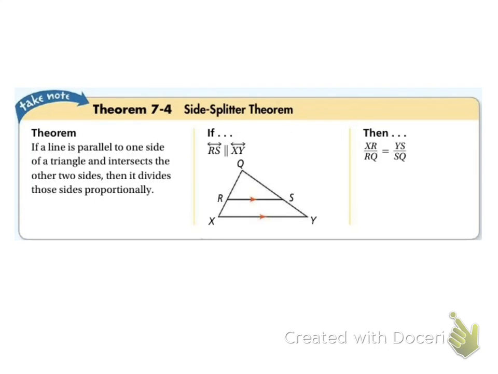This is 7.5 of geometry. Okay, so we've got a couple of theorems. The first is our side splitter theorem, 7.4. So it says if RS is parallel to XY, then this over this is equal to this over this.